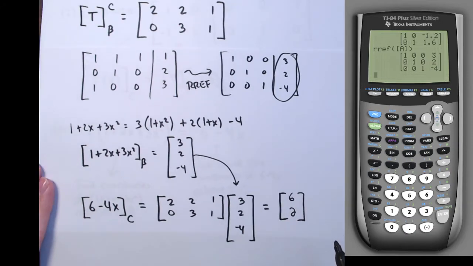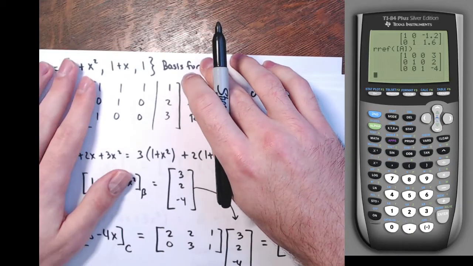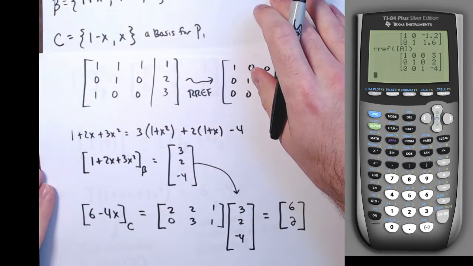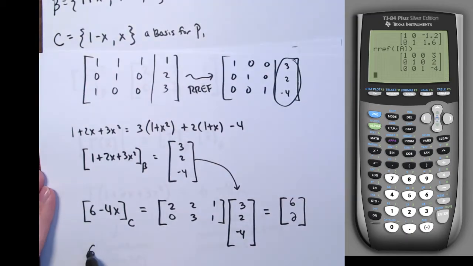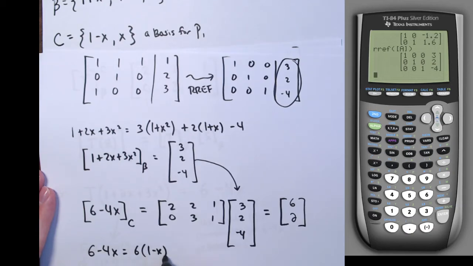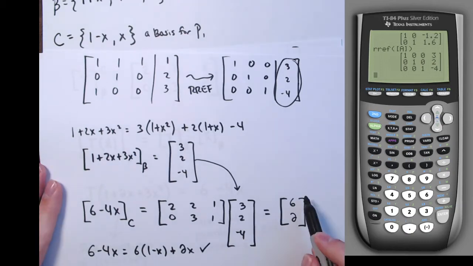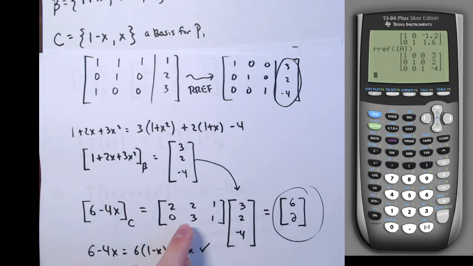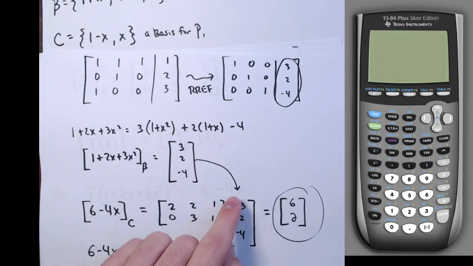All right. And let's check. Take the vectors from C, right, which were 1 minus x and x, and see if this works out. Is 6 minus 4x equal to 6 times 1 minus x plus 2 times x? Is that true? Absolutely. So here are the coordinates, and again, it was found the coordinates of my output relative to the basis for the codomain. Take that matrix representation, multiply it by the coordinates of the input relative to the basis of the domain.